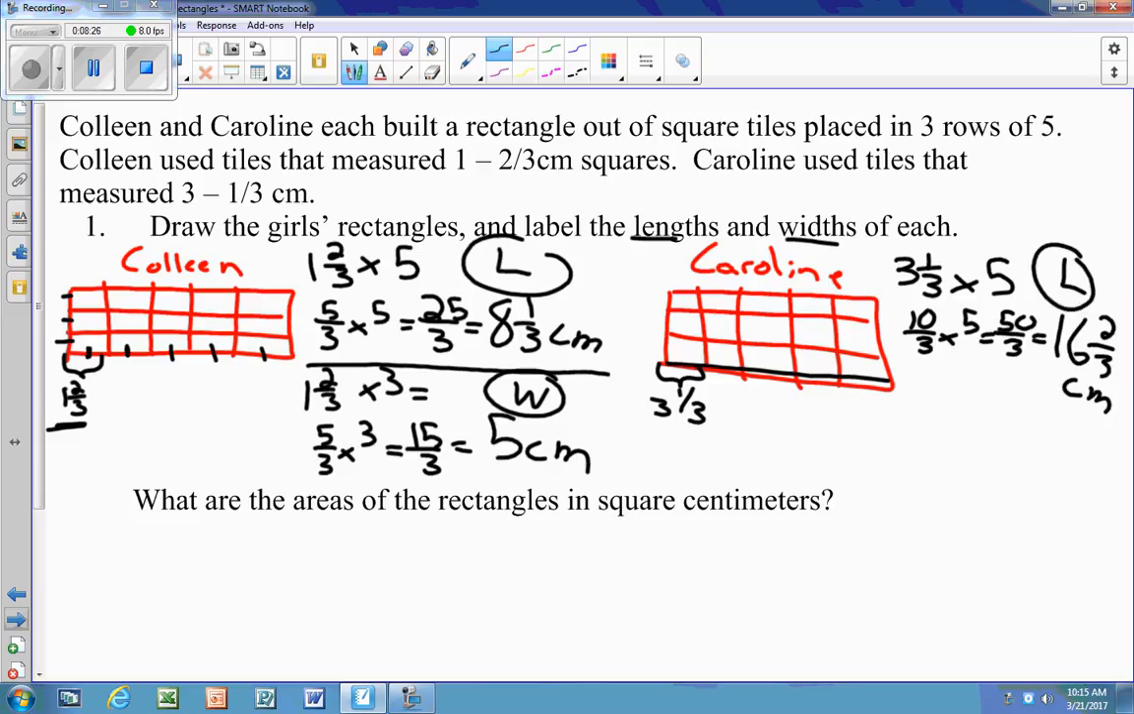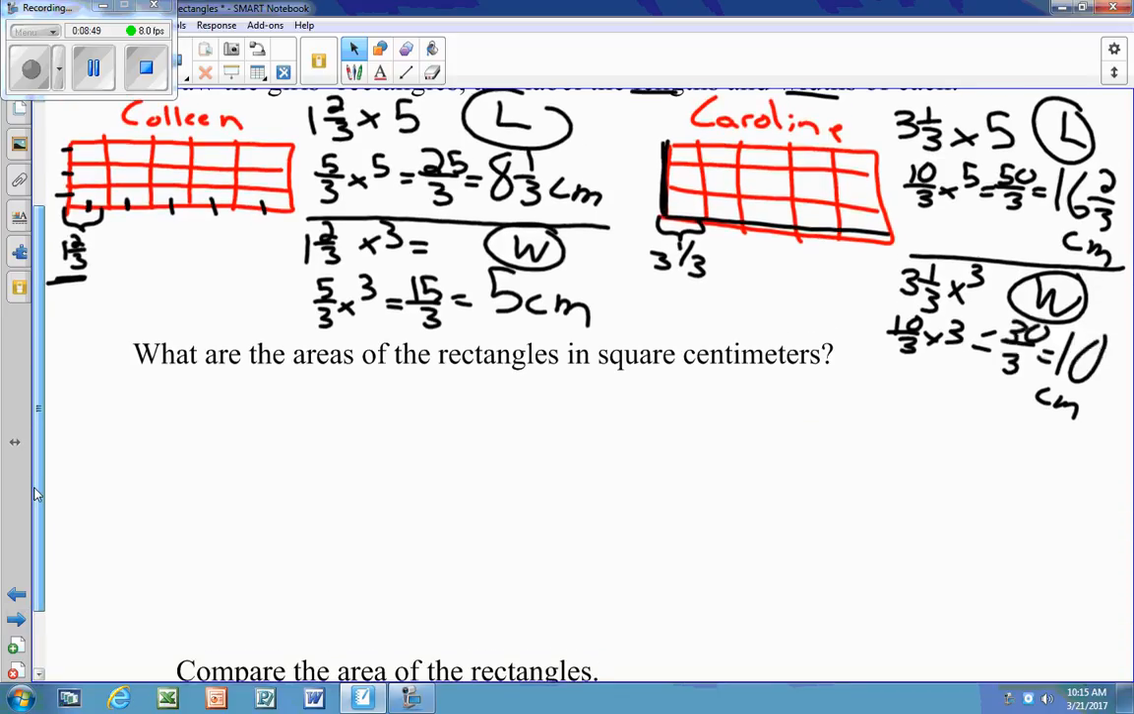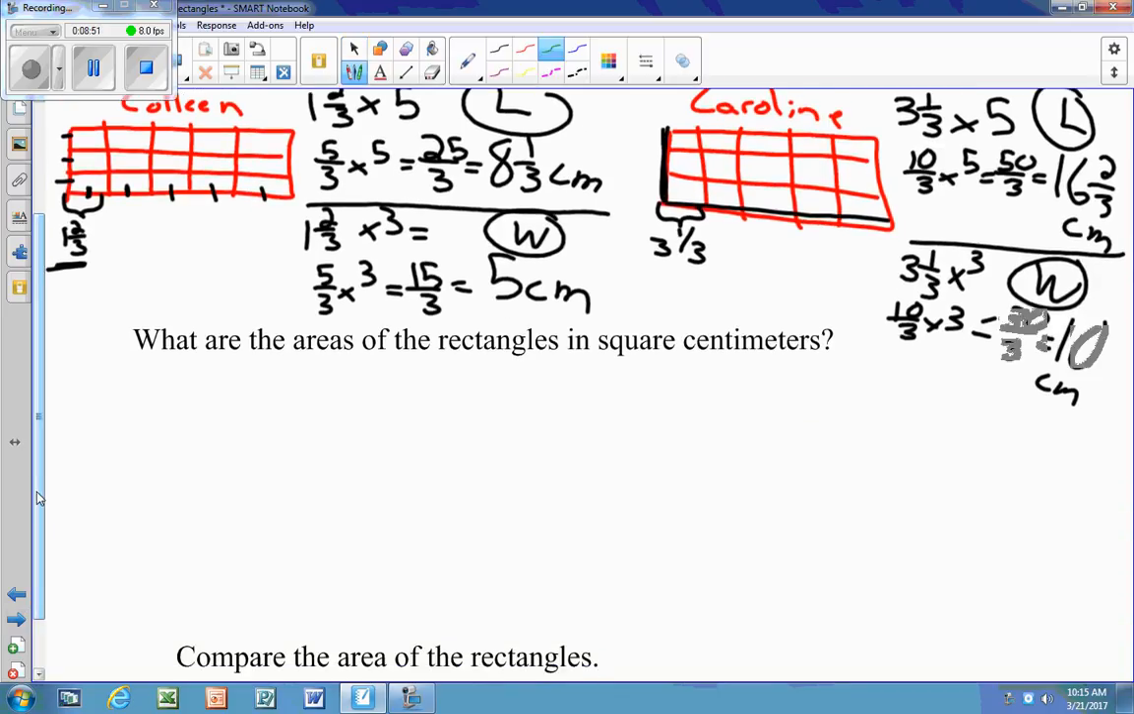That's our length. And then we do the width, and we do 3 1/3 times 3, because there's 3 over here. And we make the improper fraction. And we end up with 30 thirds, which is equal to 10 centimeters, which is our width. So now we have found the length and the width for both of them. I now have to find the area, which is part B.